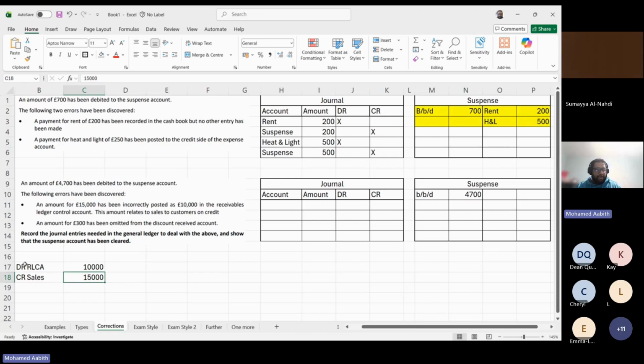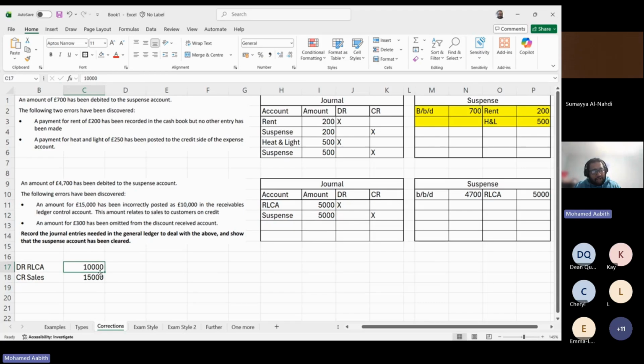What we need to do, the correction in this scenario, is debit RLCA by £5,000 because we have to put more on that side. And then we will say suspense account, £5,000 credit. So here the entry will be RLCA £5,000. What we've done here is put this balance, which we undercast or undervalued, back into the RLCA on the debit side.